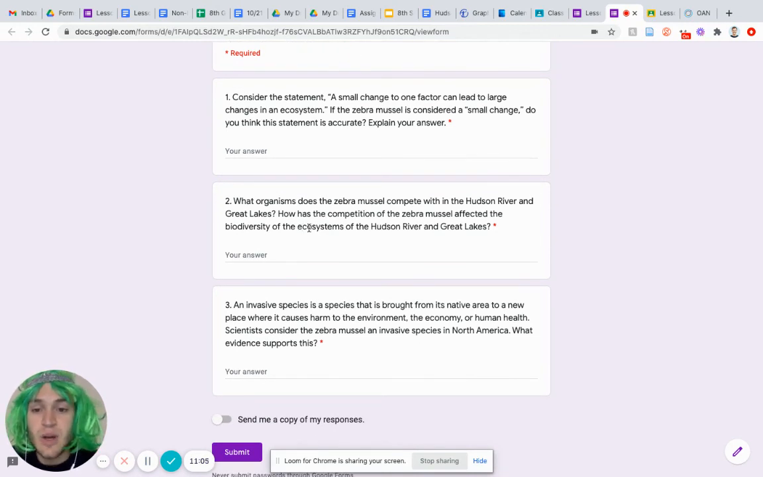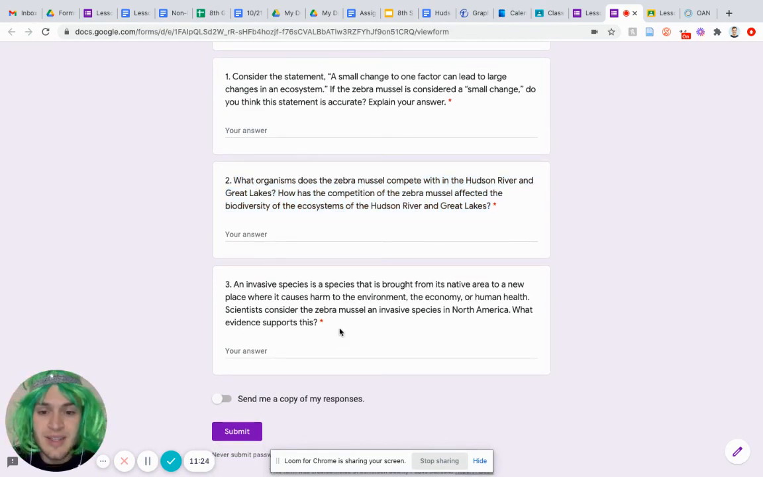Number 2 is, what organisms does the zebra mussel compete with in the Hudson River and Great Lakes? How has the competition of the zebra mussels affected the biodiversity of the Hudson River and Great Lakes ecosystems? Question number 2 has 2 questions in it. Make sure you're answering both questions. And number 3, an invasive species is a species that is brought from its native area to a new place where it causes harm to the environment, the economy, or human health. Scientists consider the zebra mussel an invasive species in North America. What evidence supports this?